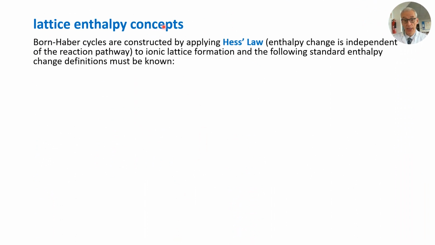So to carry out calculations of lattice enthalpy, we're going to construct Born-Haber cycles, which is simply an application of Hess's law, that is, enthalpy change is independent of the reaction pathway, to ionic lattice formation. Now you will remember Hess's law being applied to covalent molecules in year 12. We're now going to apply Hess's law to the formation of ionic lattices. But we must, as always, be very consistent in our use of enthalpy change definitions.